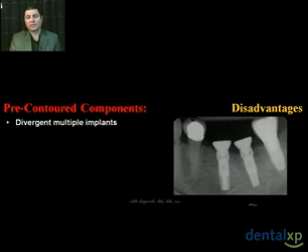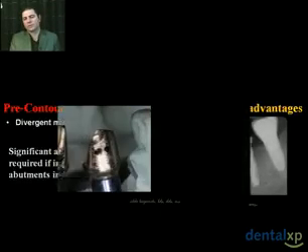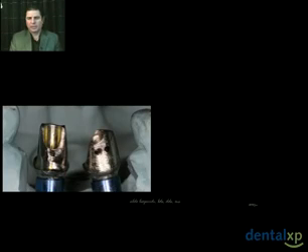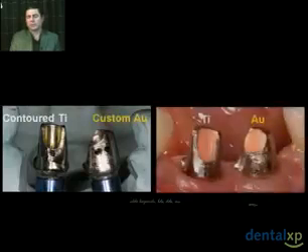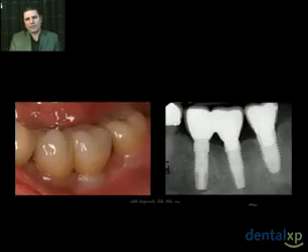Ladies and gentlemen, there are disadvantages, particularly when implants are divergent and there are multiple implants. Significant adjustment and grinding is required in these situations. If that is the case, if significant grinding is required, then the custom abutment is the abutment of choice. Here's an example. The abutment on the left is a titanium contoured abutment that's been prepared by the laboratory. The abutment on the right is a custom gold abutment fabricated by the same dental technician. If you look at the X-rays, the contours are identical.